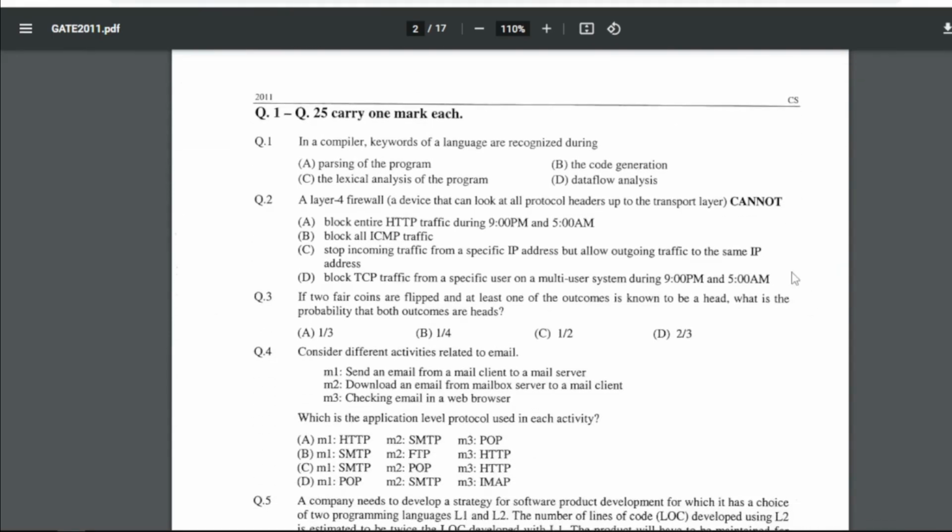So the very first question is, in a compiler, keywords of a language are recognized during what? The answer for the first question is C, basically the lexical analysis of the program. Right, in a compiler, keywords of a language are recognized during the lexical analysis of the program.